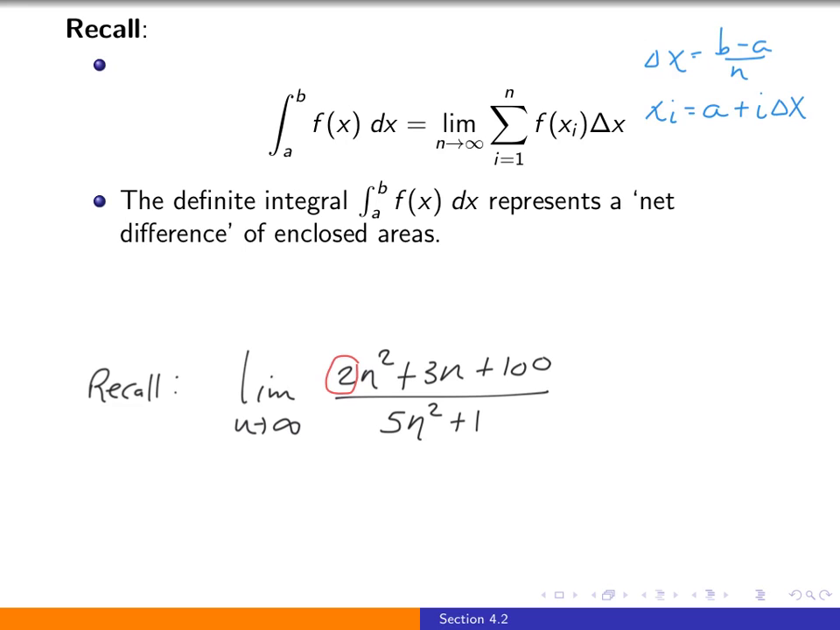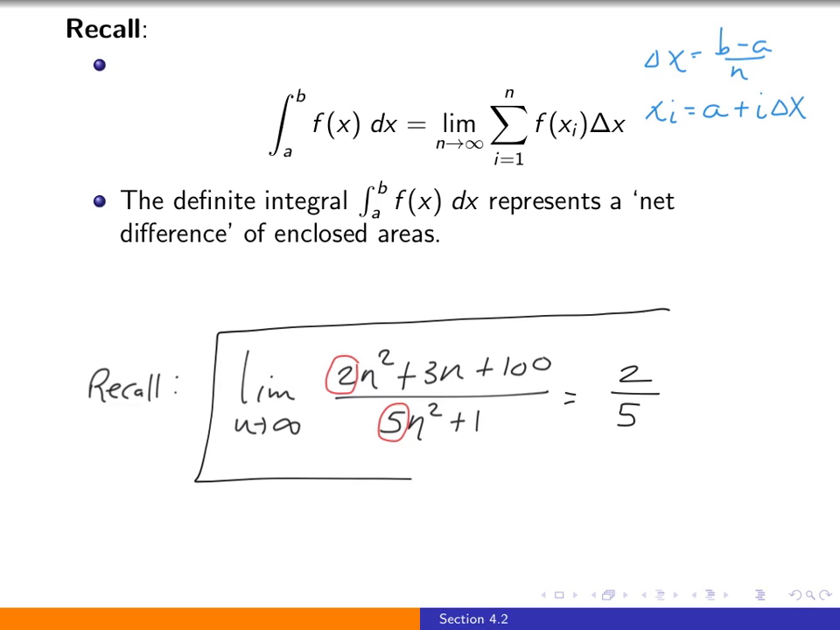the top, we call it the leading coefficient, and the coefficient of the n squared term in the bottom. And the value of our limit is simply going to be 2/5. So take the leading coefficients and divide them. And this reminder will make evaluating the limits in the next few examples hopefully a bit more efficient.